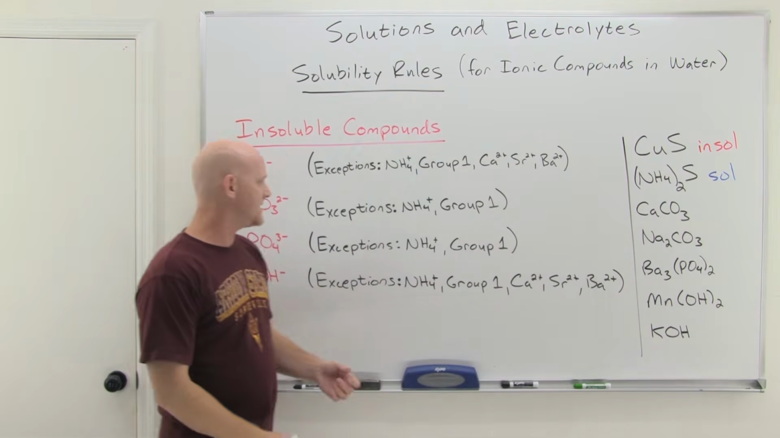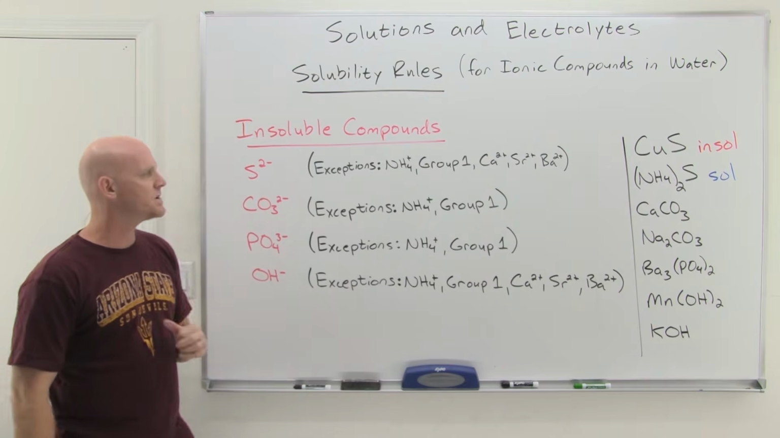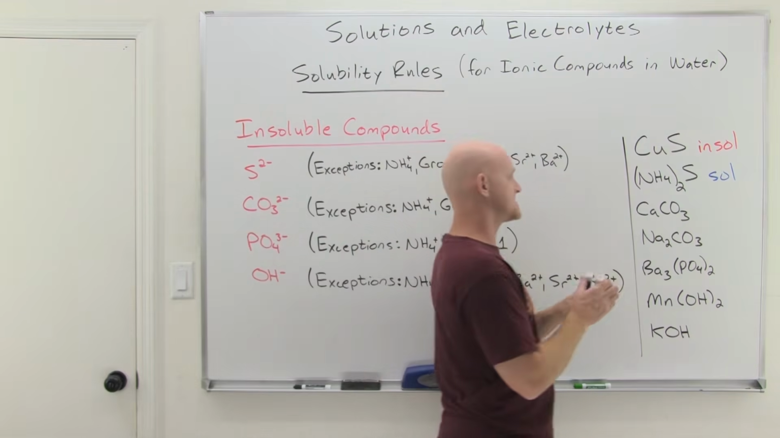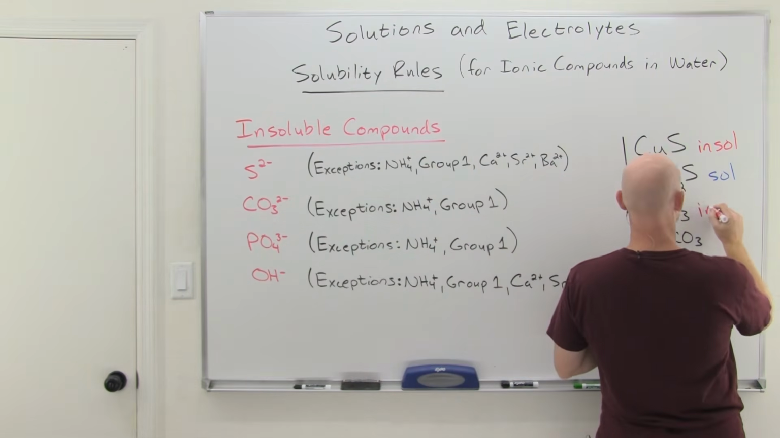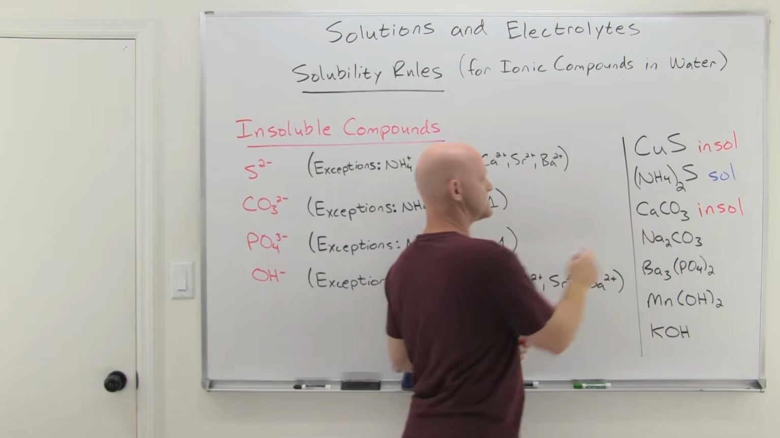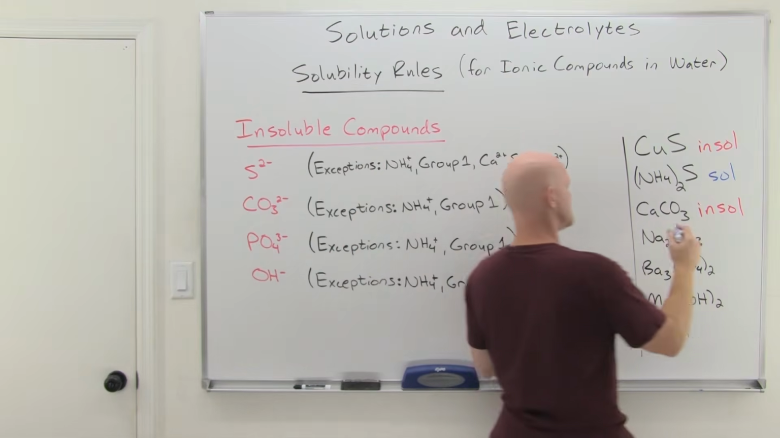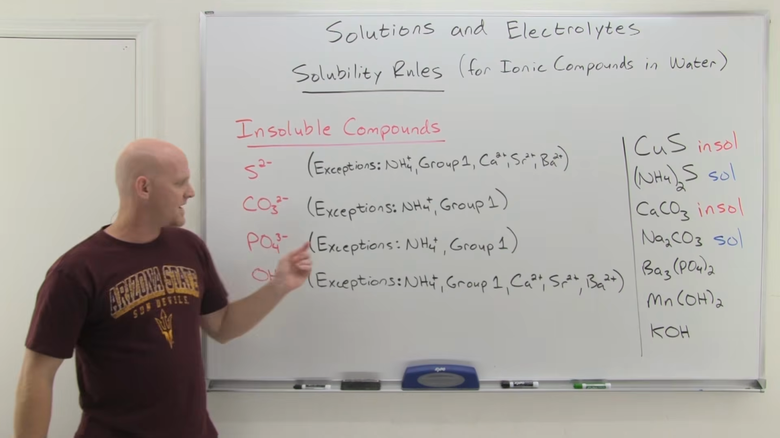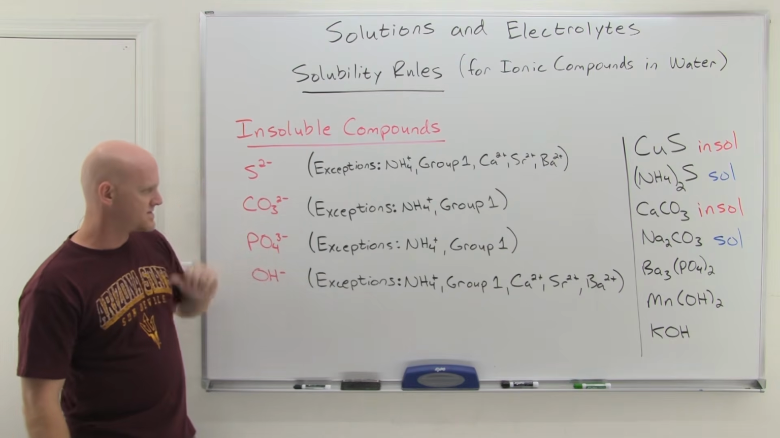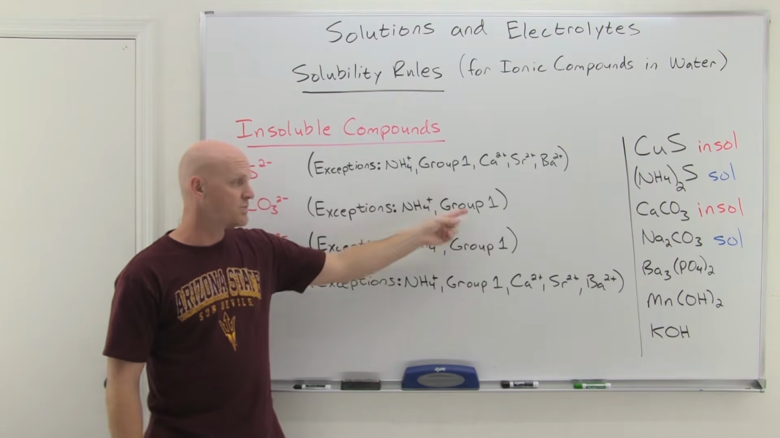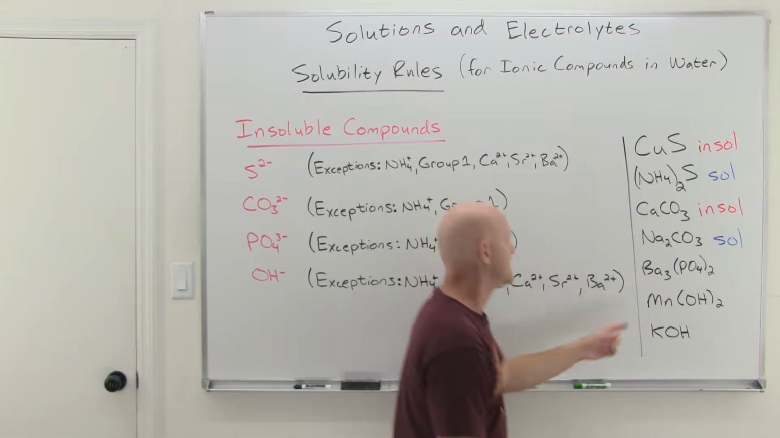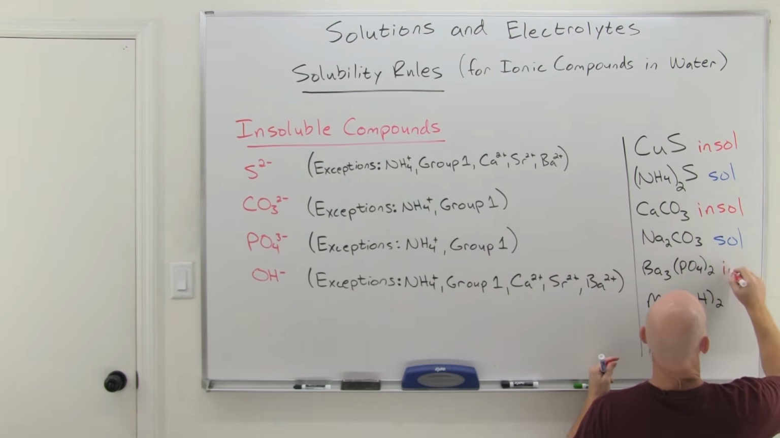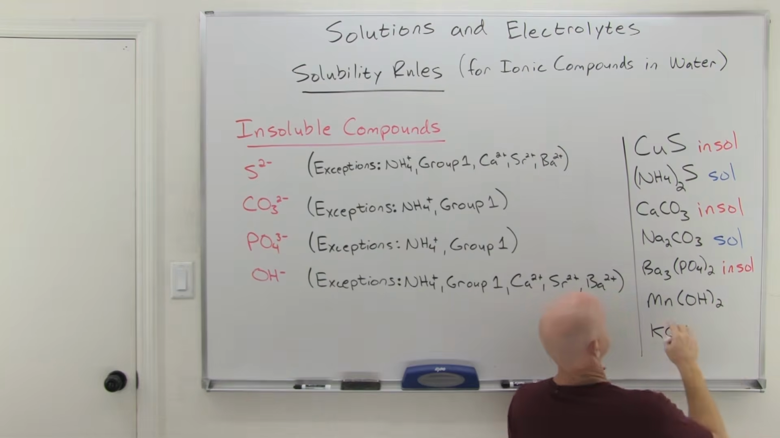So same thing here with carbonates. Most carbonates are insoluble. The exceptions are either ammonium or group 1. But the group 2s, like calcium, are still insoluble. They're not the exceptions. But sodium is a group 1 metal, and so that's the exception and is now soluble. Same thing, if you notice phosphates match up with the carbonates. They're typically insoluble except for ammonium and group 1. And so in this case, barium phosphate is indeed not on the exceptions list, so it's insoluble. And life is good.